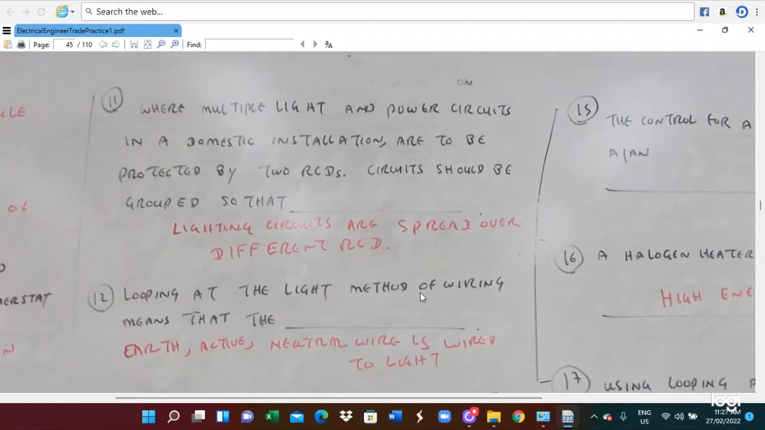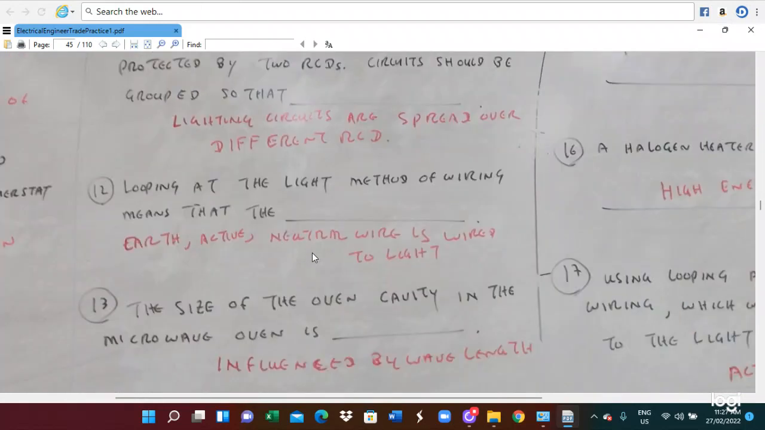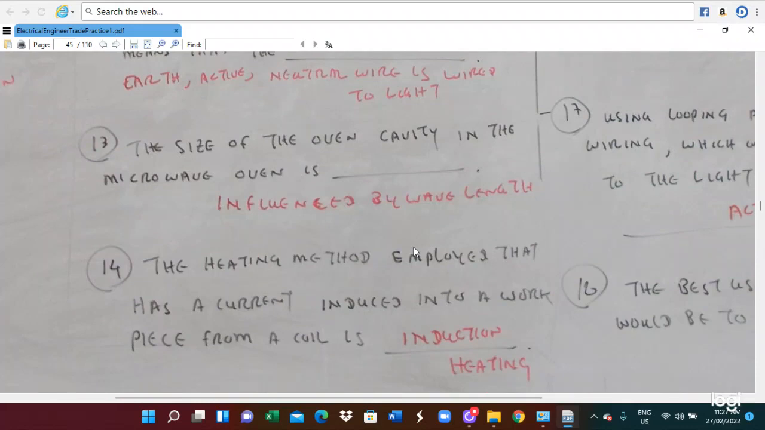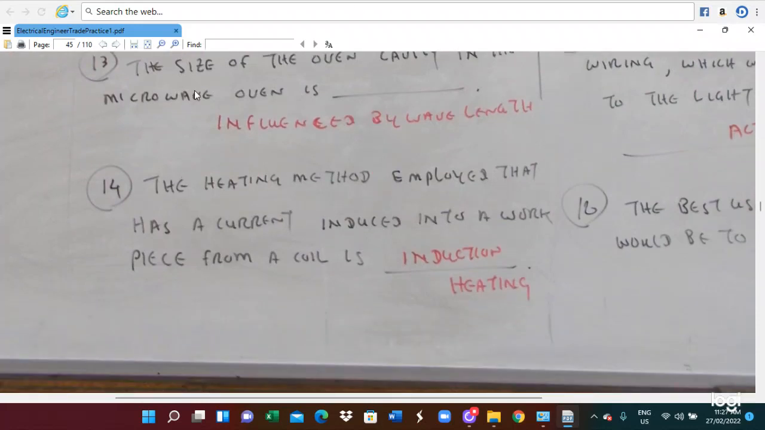Where multiple lighting and power circuits in a domestic installation are to be protected by two RCDs, circuits should be grouped so that the lighting circuits are spread over the different RCDs. In loop-in light wiring, the arc at the neutral wire is wired to the light. The size of the oven cavity in a microwave oven is influenced by the wavelength. The heating method where a current is induced into the workpiece from the AC is induction heating.